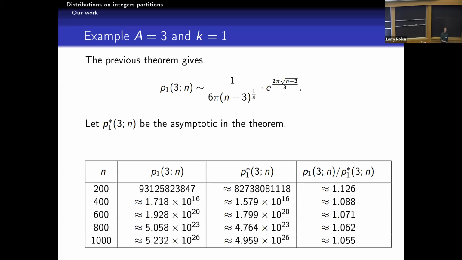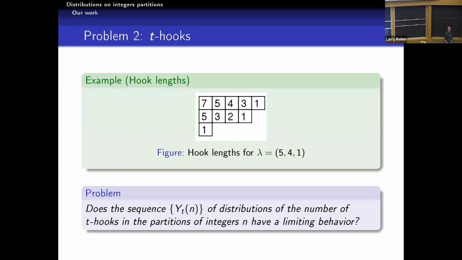Okay. So let's move on to a second problem. The second problem we wanted to look at is t-hooks. Given a partition, we can create a Young diagram. So for instance, if we've got the partition 5, 4, 1, this is a partition of 10. You arrange boxes, so we've got 5 boxes up top, 4 boxes next, and 1, corresponding to the parts of our partition, right?